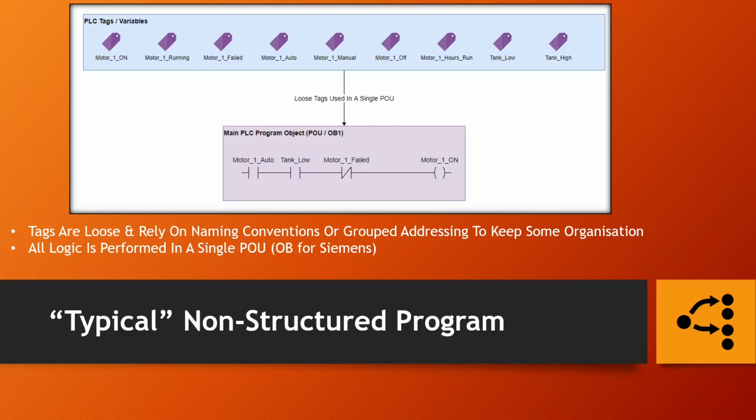If we were to have to extend this, or if this was used in multiple places for multiple pumps, any changes that are required to this rung would have to be made in multiple places throughout the program, including new tags that are required for new motors, etc. So tags that are loose rely on naming conventions, typically, in order to have some structure around tags. For example, you wouldn't have two motors with completely different tags. It tends to be that you'll have motor 1 and then the item, motor 2 and then the same item, which is the most common form of organization.